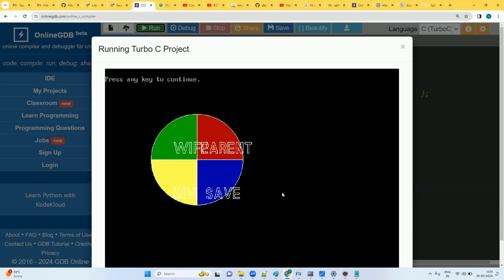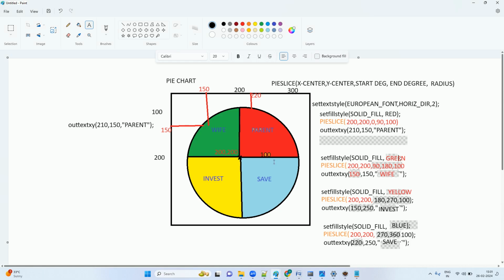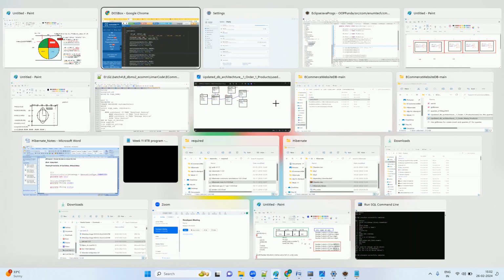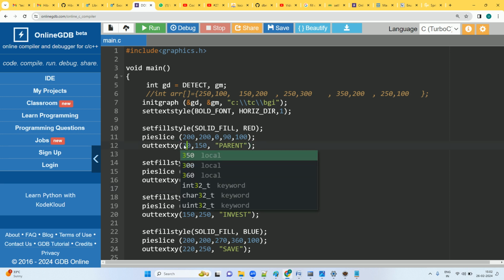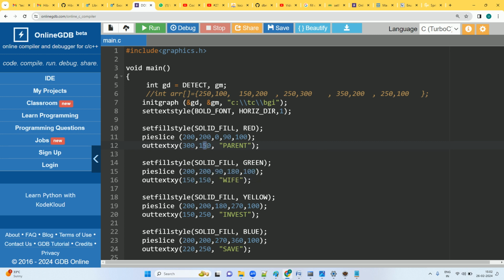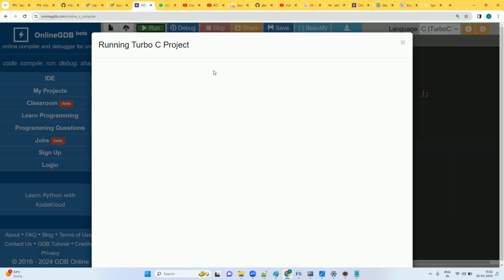So how will we do that? Now we need the coordinates respectively. If I want to write parent over here, I'll remove the parent from this part and write it over here. So how will we do that? 350, 300, 100. Okay, let's try to do that. 300, 100, right? 300 and 100. So parent will go out.